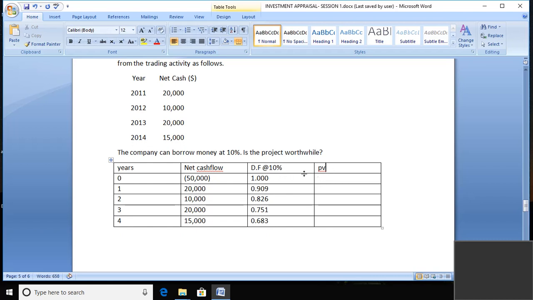So how do we get the present values? When you multiply the cash flow by the discounting factor, you get the present value. So 50,000 paid out multiplied by 1 is going to be 50,000. 20,000 multiplied by 0.909, you should get something like 18,180. 10,000 multiplied by 0.826 is quite straightforward, 8,260.